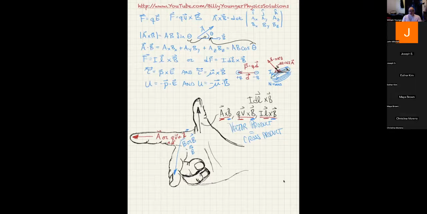And I even remind you that the cross product can be calculated by taking the determinant of that matrix that you see there, where the first row is I hat, J hat, K hat. The second row is the Cartesian coordinates of A. The third row is the Cartesian coordinates of B. And then you just do the determinant of that matrix, and that gives you the actual formula.